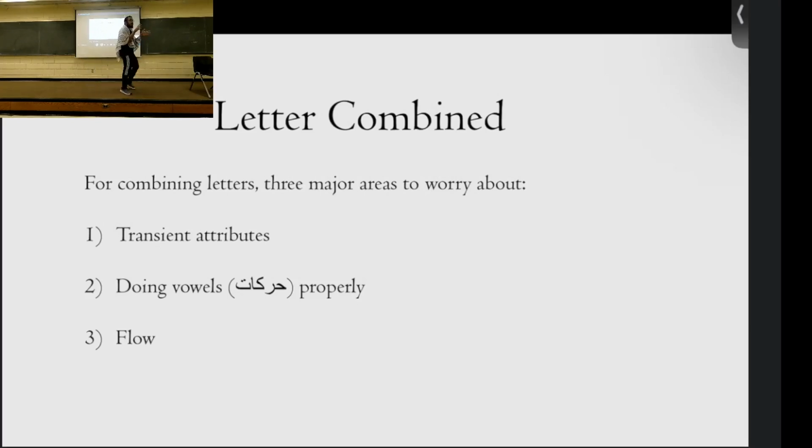Then I have letters together. Letters together, when they combine, sometimes they do weird things. These weird things, we call them transient properties. Some weird thing happens when we combine letters. So that's number one. Number two, I have to do harakat properly, because without harakat, I cannot actually combine letters. Right? Number three, flow, smooth, no pretentiousness.